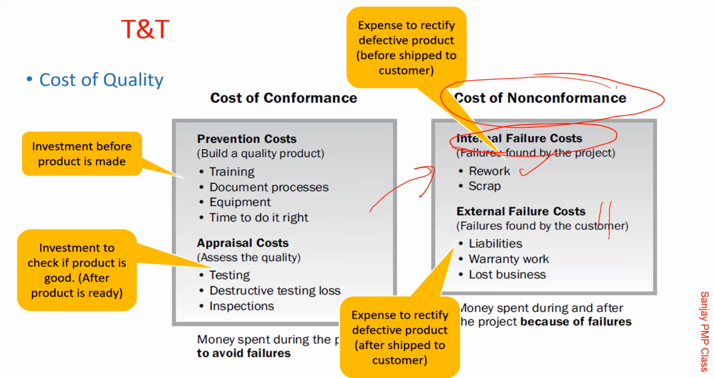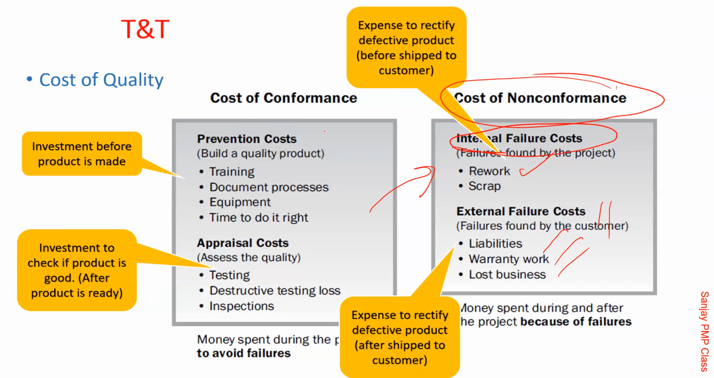But that is not the end of it. The last, which obviously should not happen, is external failure, which means you didn't test it or didn't detect it, you gave it to the customer, and the customer noticed the defect. So it is liability, warranty and all that, which is common there. If I take car manufacturers, it is called a recall. Sometimes you need to recall a model. Now, what is that? It is an external failure cost.